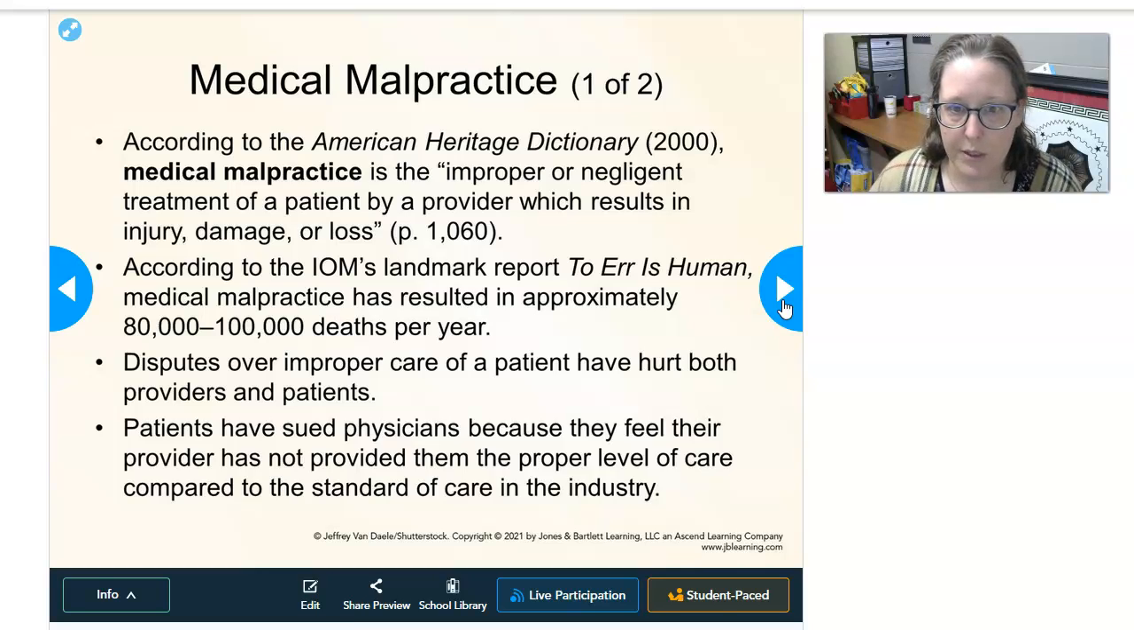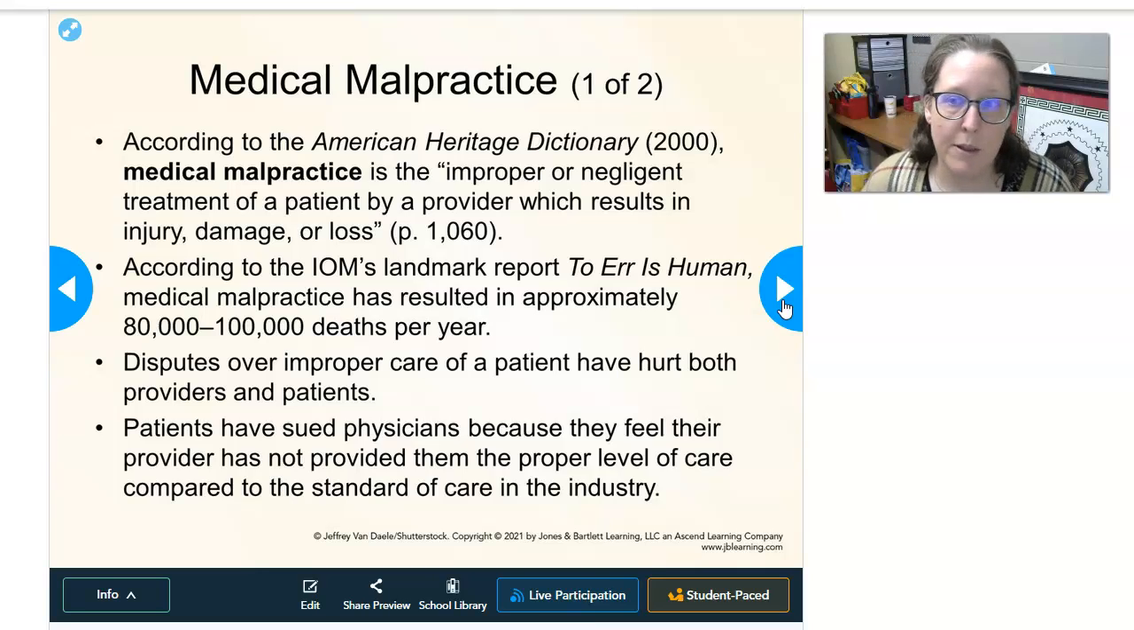According to the American Heritage Dictionary of 2000, medical malpractice is the improper or negligent treatment of a patient by a provider which results in injury, damage, or loss. According to the Institute of Medicine's landmark report, To Err is Human, medical malpractice has resulted in approximately 80 to 100,000 deaths each year. Disputes over improper care of a patient have hurt both providers and patients. And patients have sued physicians because they feel their provider has not provided a proper level of care compared to the standard of care in the industry.